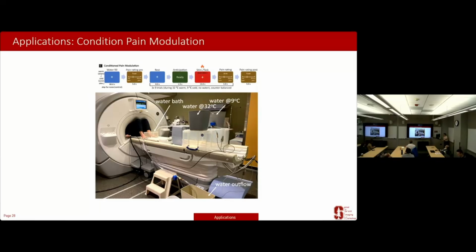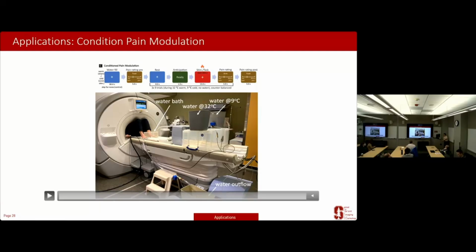So we use thermal pain for what we call the primary, the target, the test stimulus, and cold water as the conditioning stimulus. A cold water bath is kind of standard for conditioned pain modulation, but people usually don't do it in the scanner for obvious reasons. But we did.